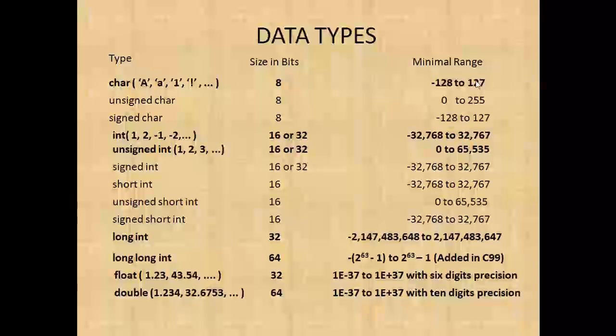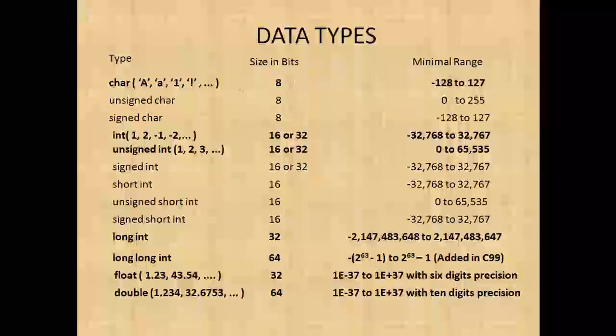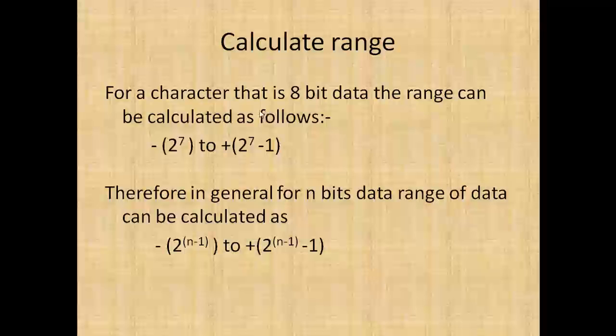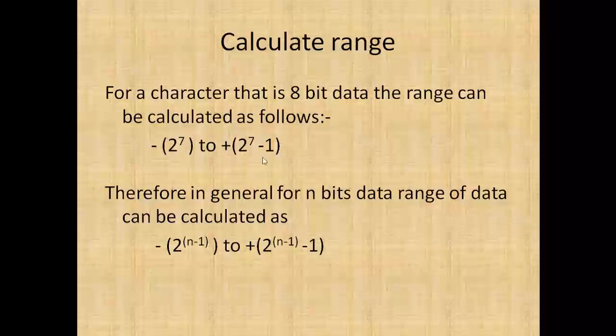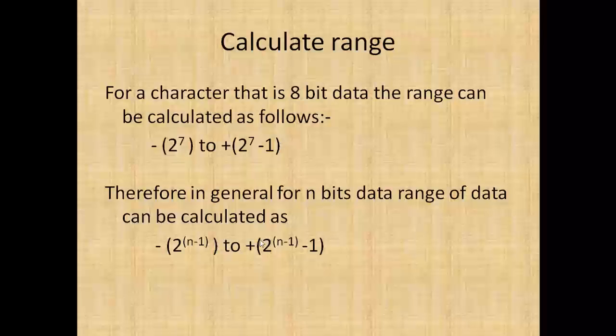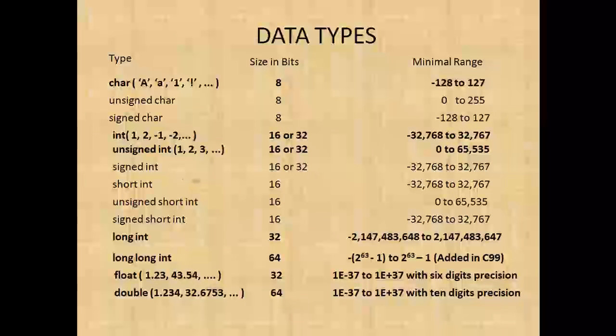And this range can be calculated by a simple formula. For a character, I have written here 8 bit, as we represent it by 8 bits in computer memory, so it can be calculated as -2 to the power 7 to +2 to the power 7 minus 1. In general, for n-bit data it is -2 to the power n minus 1 to +2 to the power n minus 1, minus 1.